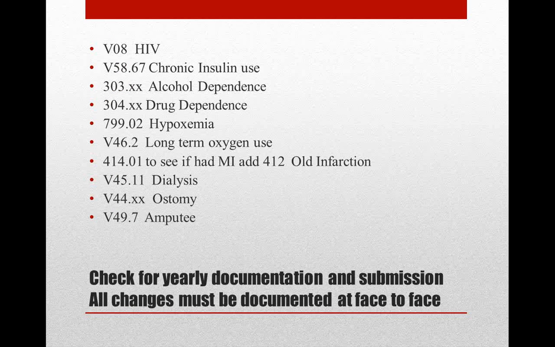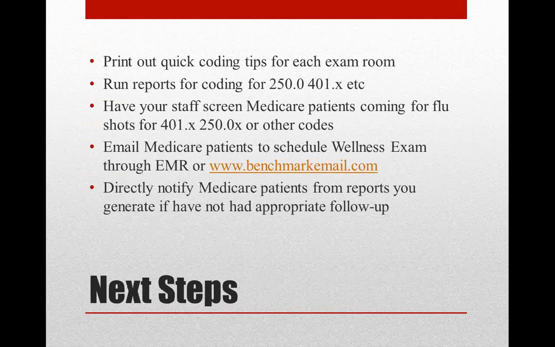So, as we said, check yearly. Make sure you have the documentation for these chronic codes in your progress note, and then make sure at least once a year you're coding for them. What we do at our practice, we have the quick coding tips in each exam room. We run these reports to periodically check to see if we do find patients that may actually not be as specifically coded as they should be. This is a perfect time of the year, flu season, for screening patients as they come in. We have our nurses look for those codes and bring it to the physician's attention if they see some things that potentially we just haven't documented correctly. We use monthly emails.